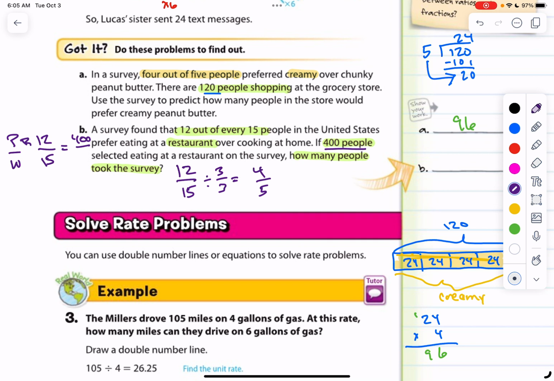12 divided by 3 is 4, 15 divided by 3 is 5, and 4/5, we know 4 goes into 400. Now we've got a pretty simple equivalent fraction to figure out. 4 times what equals 400? 4 times 100. That means we need to multiply 5 times 100, and that would be 500. So how many people took the survey? 500.